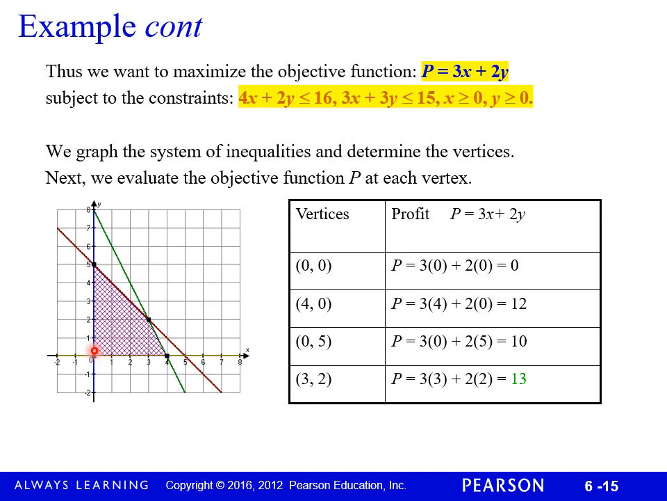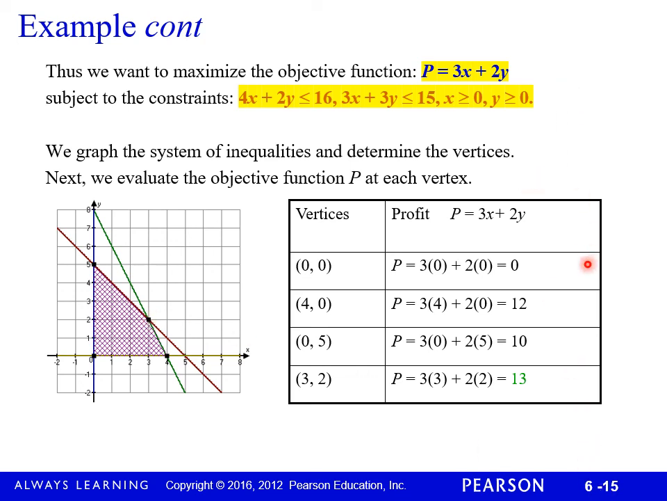So we have one at the origin: 3 times 0 plus 2 times 0 equals 0. I guess I'll go this way since they went counterclockwise. We have one at 4, 0. When we plug that into our profit function, we get 12. We have 0, 5, which is here. We plug that in, we get 10 for profit. And then the last one looks like 3, 2. And when we plug that in, we get 13.